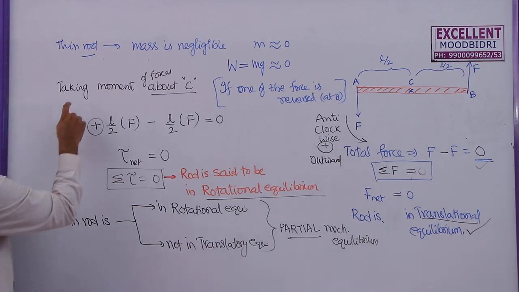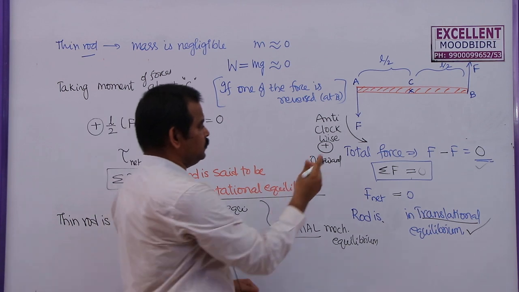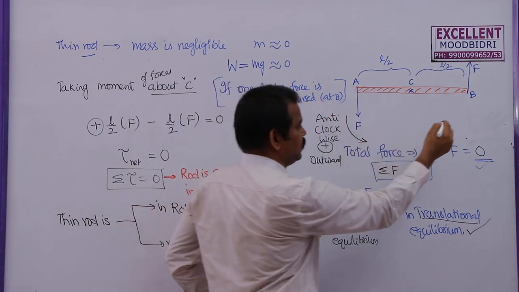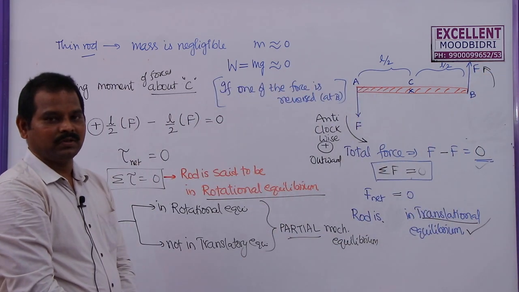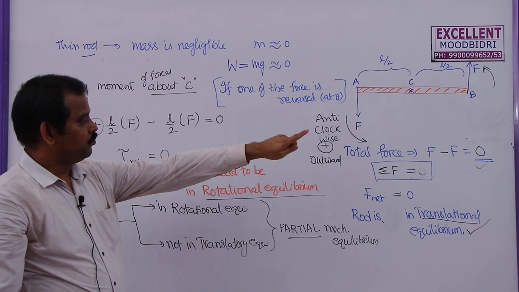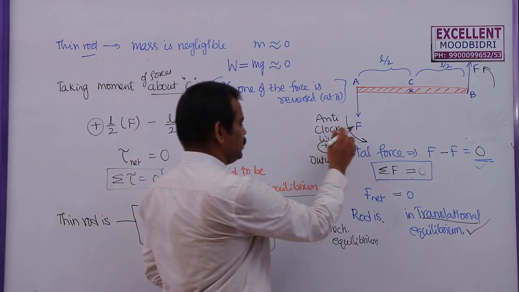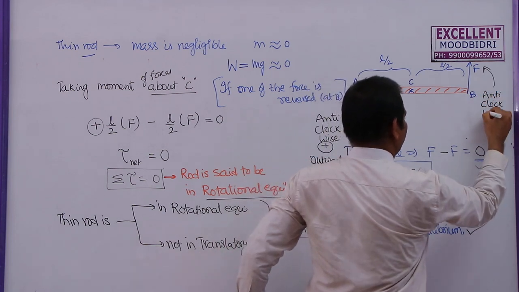Similarly, if you take the moments of forces about point C, this force will try to rotate this rod in anti-clockwise direction. Even this force will try to rotate this rod in anti-clockwise direction. So both forces will rotate the rod in the same direction. So this is anti-clockwise, this is also anti-clockwise rotation.